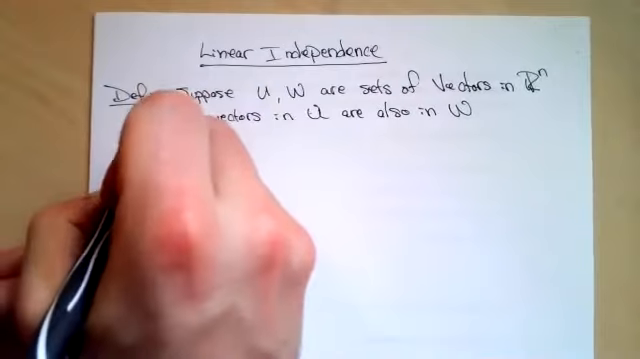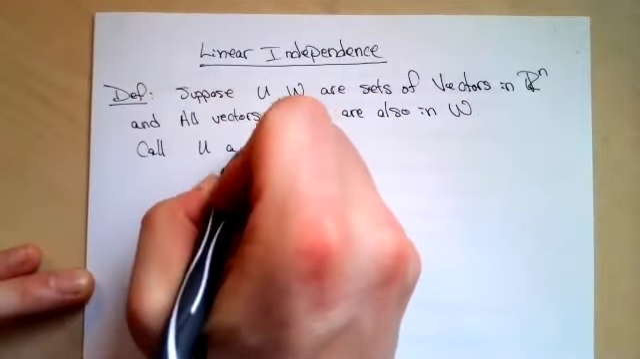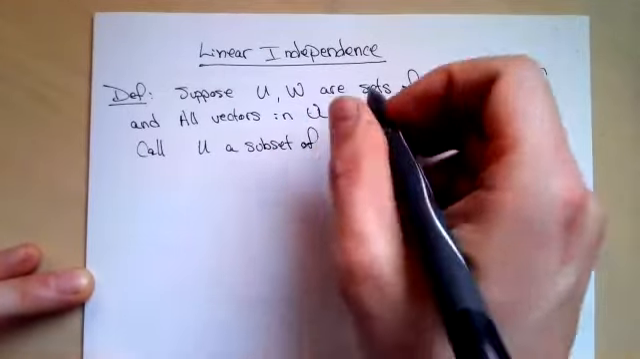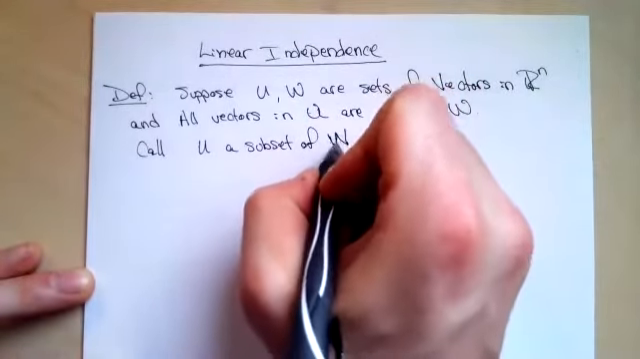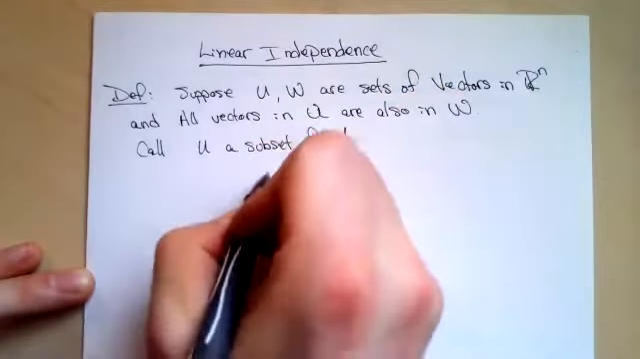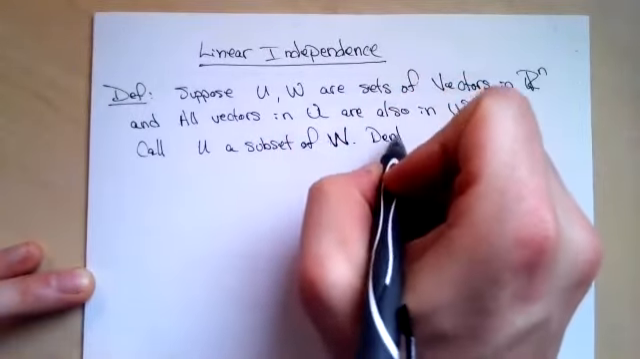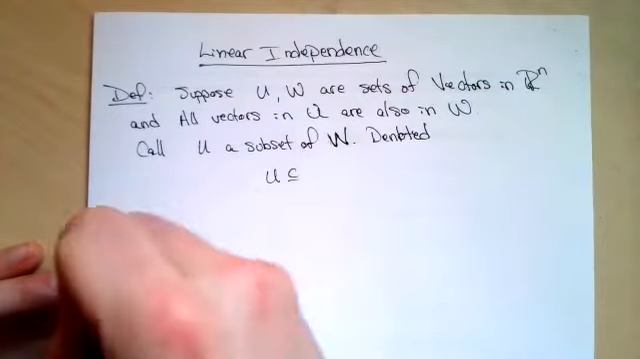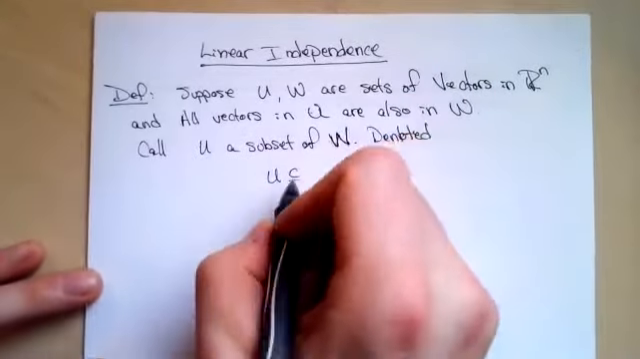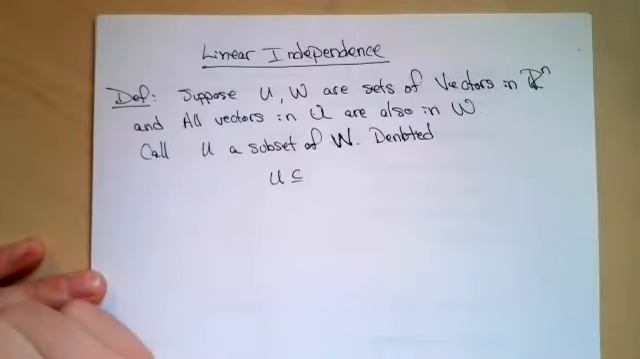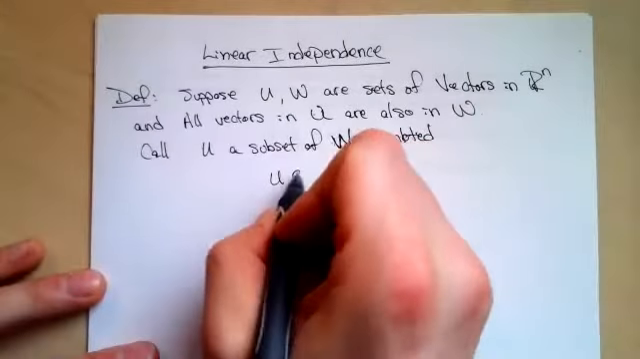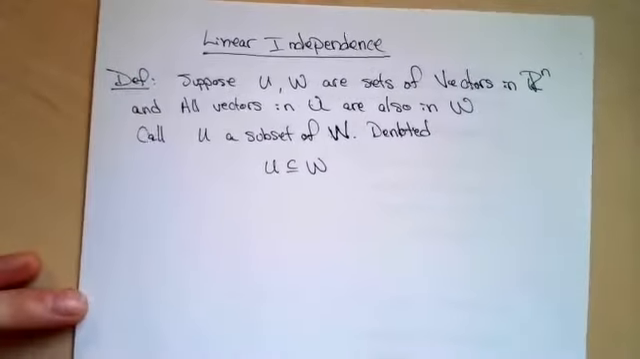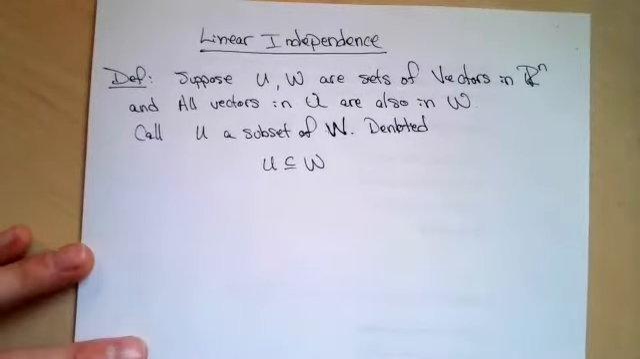Then we call U a subset of W. And then we denote that by kind of like that sideways E, like that element symbol, but just like a sideways U, I guess. So U is contained in W. U is a subset of W is another way we could say that.